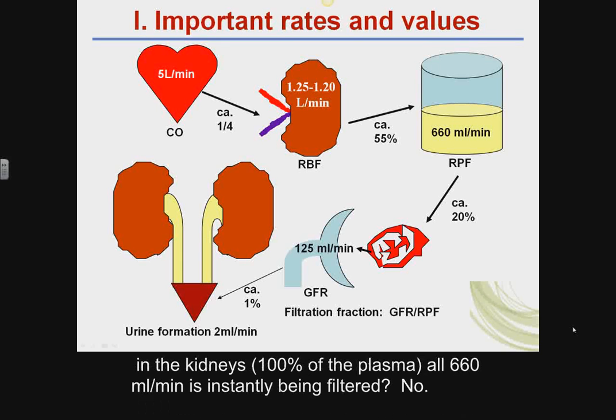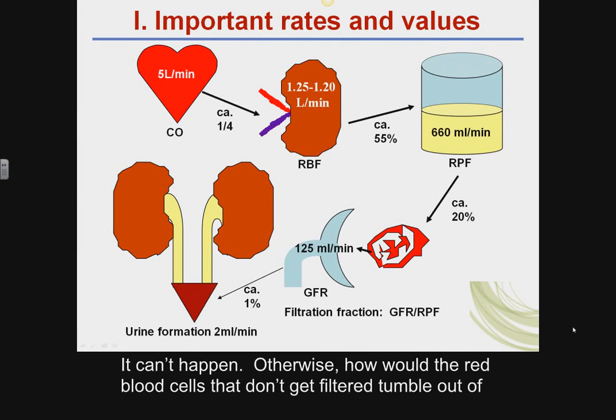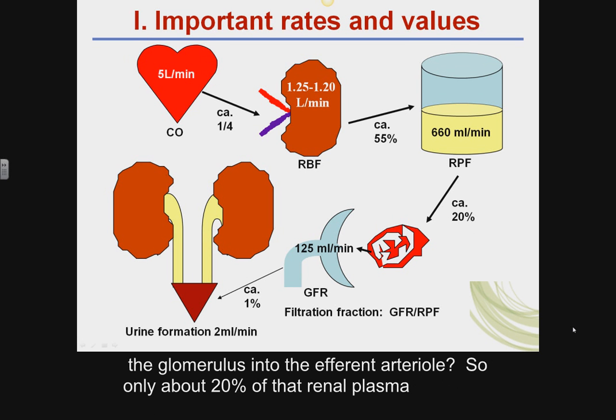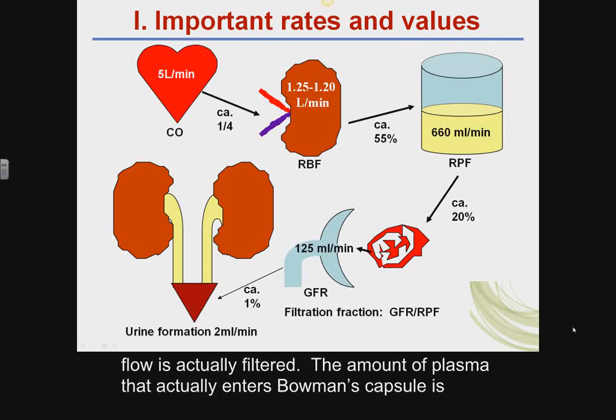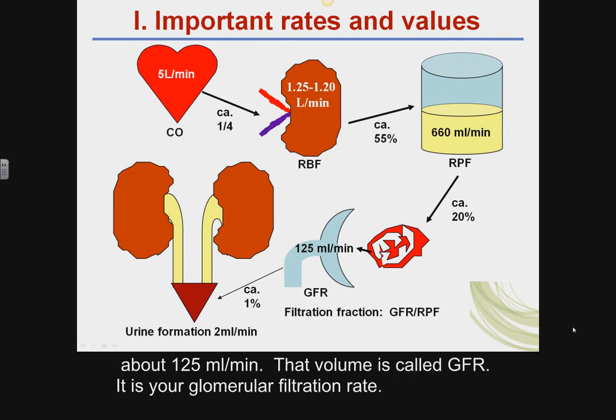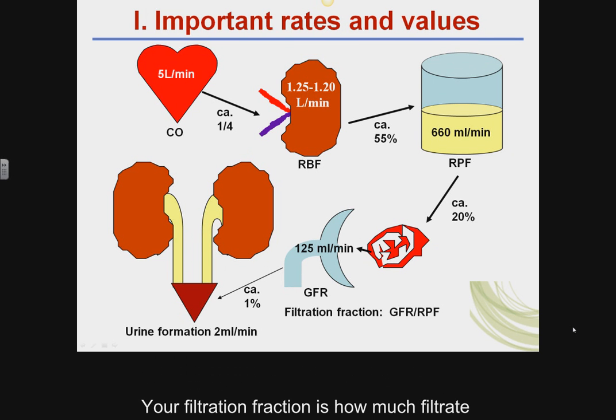Do you think that all of the plasma arriving in the kidneys, 100% of the plasma, all 660 milliliters per minute, is instantly being filtered? No, it can't happen. Otherwise, how would the red blood cells that don't get filtered tumble out of the glomerulus into the efferent arteriole? Only about 20% of the renal plasma flow is actually filtered. The amount of plasma that actually enters Bowman's capsule is about 125 milliliters per minute. That volume is called GFR. It is your glomerular filtration rate.